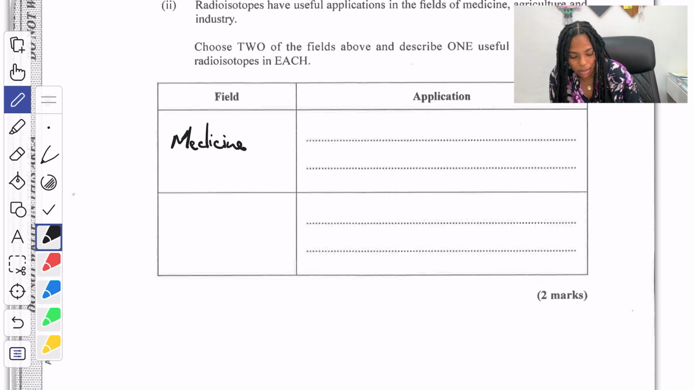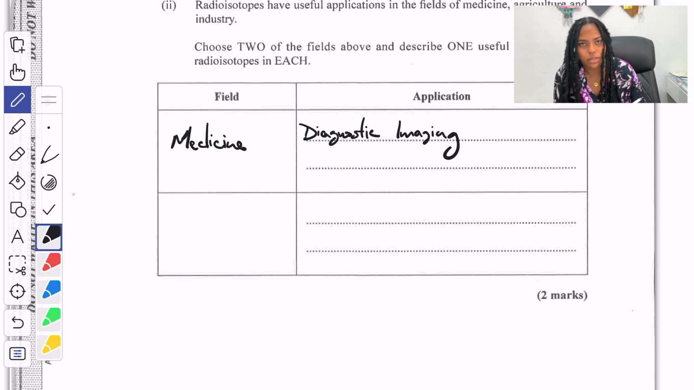So I'll say diagnostic imaging. So like PET scans and that sort of thing. They use the radioisotopes to be able to take pictures of what's going on in our bodies. Then tracers, where they inject it into wherever to see whichever part of our body has some sort of blockage or something like that, so that they could see through their scanners where there's the blockage. I'll put medical tracers. We could say cancer treatment.